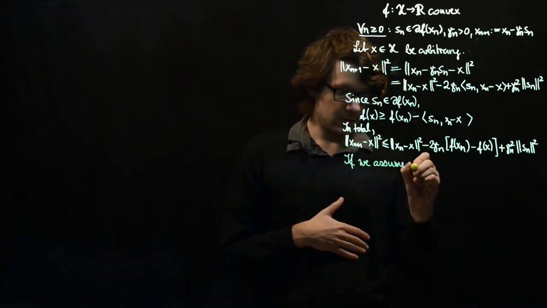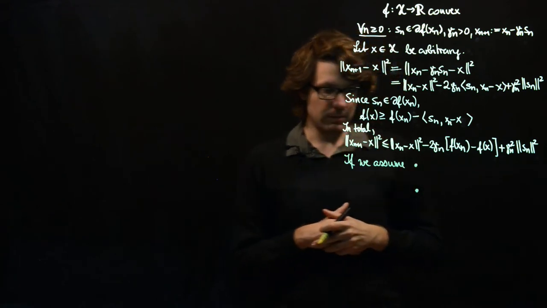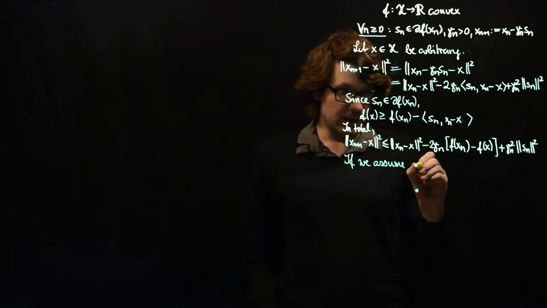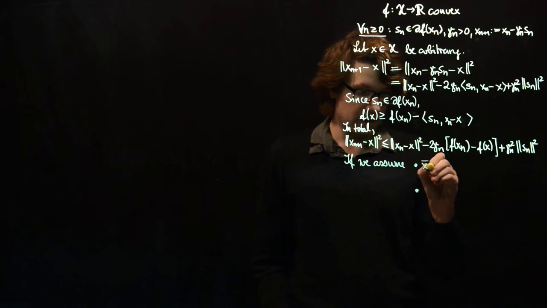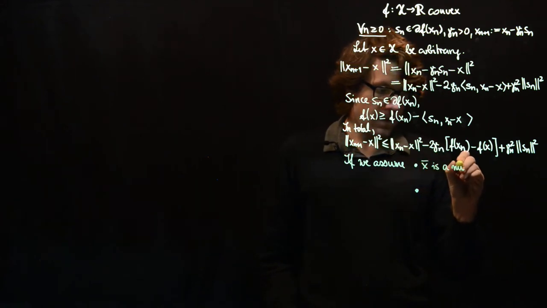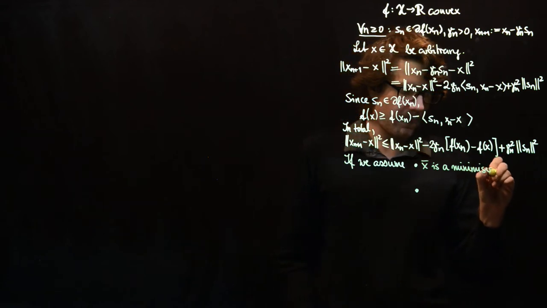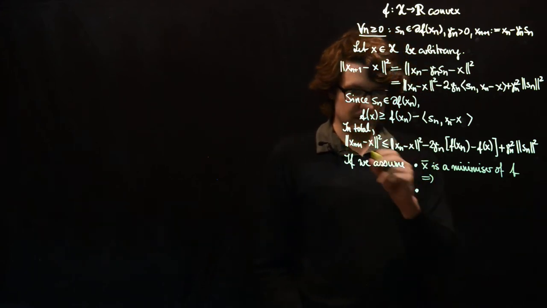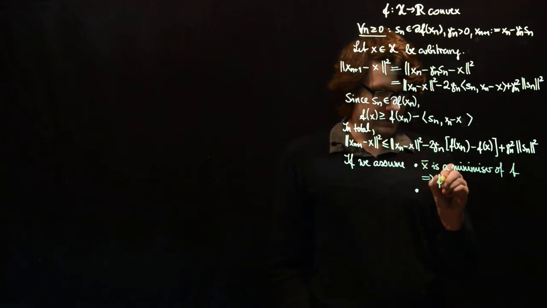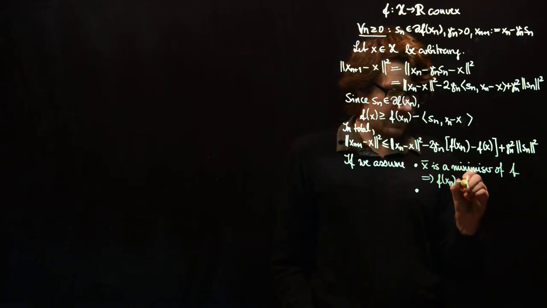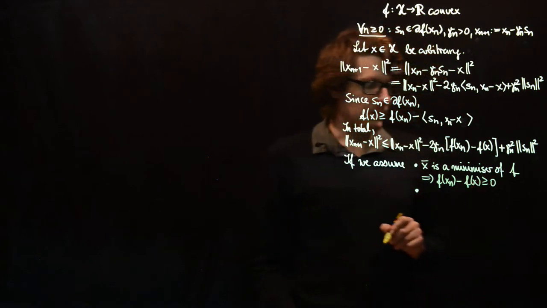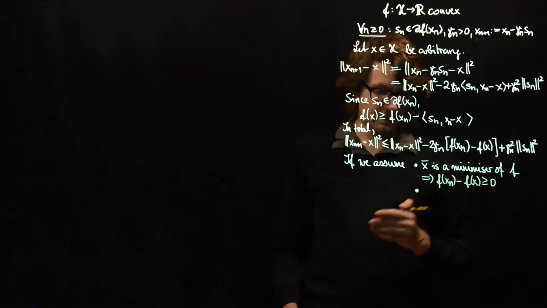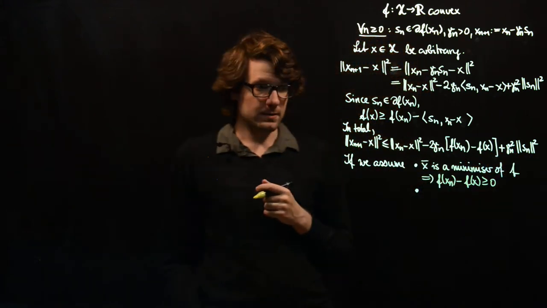So if we assume two things, then we will be able to continue. As I said, the first assumption is that x bar is a minimizer of f. And in particular, this means that f of x n minus f of x bar will be greater or equal than 0. And the second assumption we will see in a minute.